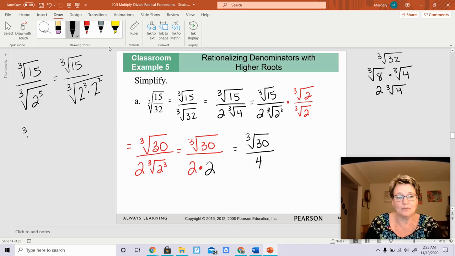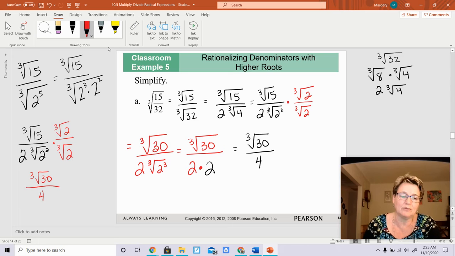Now, the cube root of 15 over the cube root of 2 cubed is 2. And then you're going to be left with 2 squared on the bottom. You're going to have to do exactly what we just did a few minutes ago. You're going to have to multiply the top and bottom by the cube root of 2. And you're going to get the cube root of 30 over 4, because that's going to give you the cube root of 2 cubed, which is 2. 2 times 2 is 4. So it doesn't matter which way you do the problem, you still get the same answer.